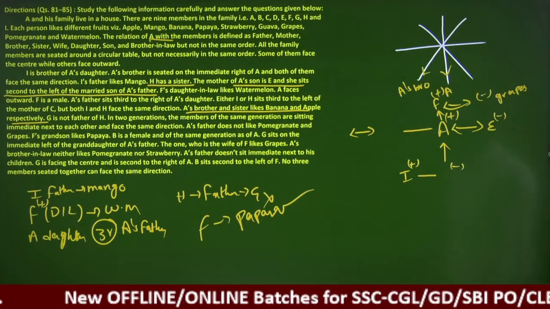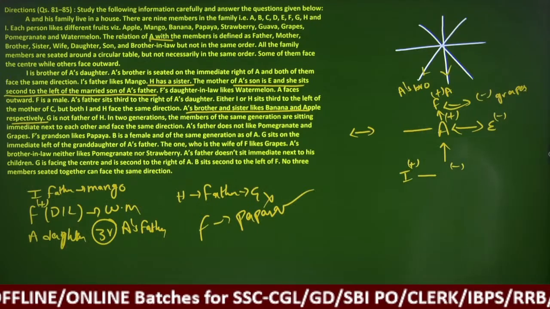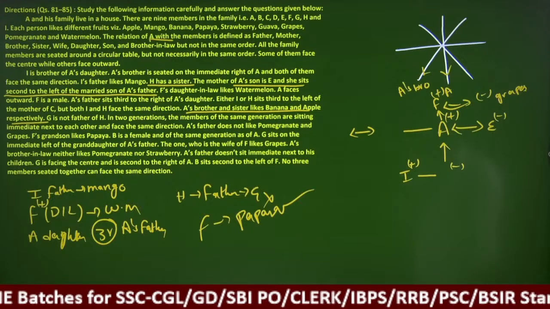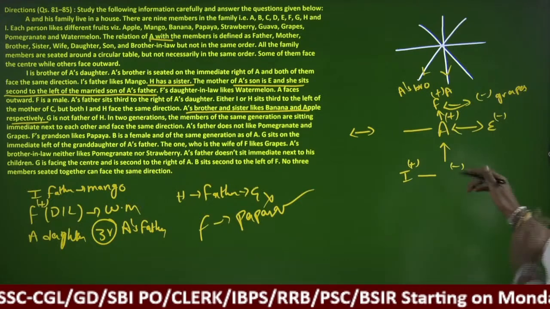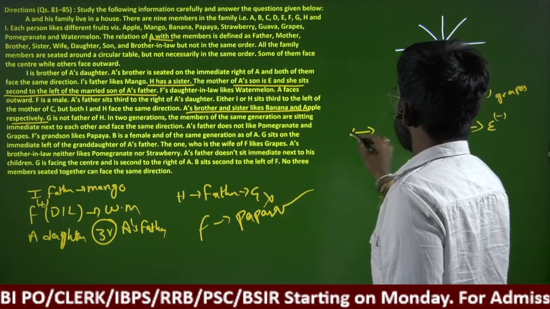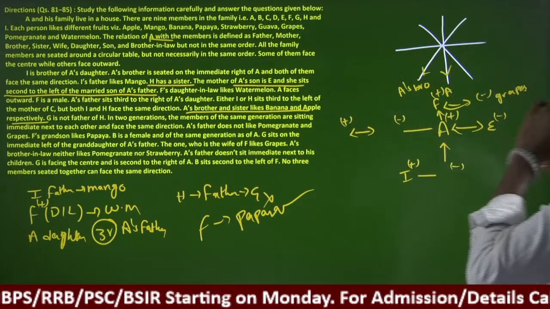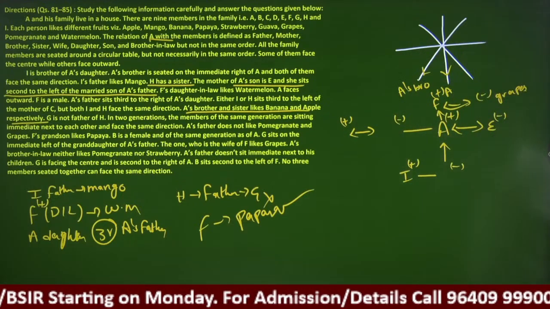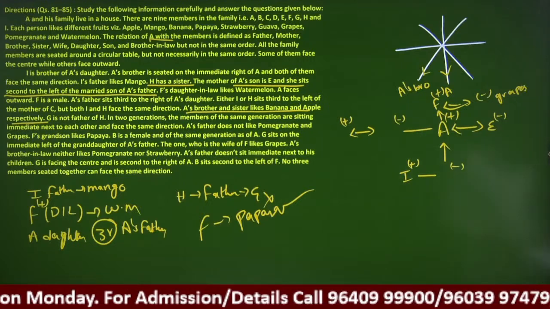Next, A's children and A's brother-in-law neither like pomegranate nor strawberry. Brother-in-law means the husband of one's sister, or the sister's husband. In-law relations come like that.